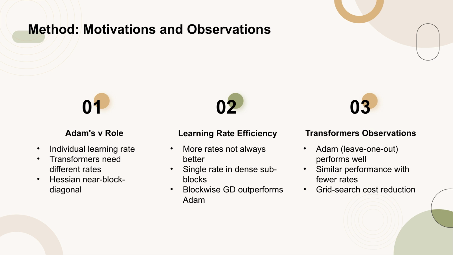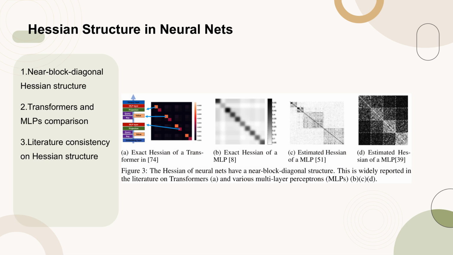Figure 3 illustrates the near-block diagonal structure of the Hessian matrix in neural networks, a characteristic widely documented in research. The figure contrasts this structure in transformers, A, with that in various multilayer perceptrons, MLPs B, C, D, highlighting the consistent findings across different types of neural networks.